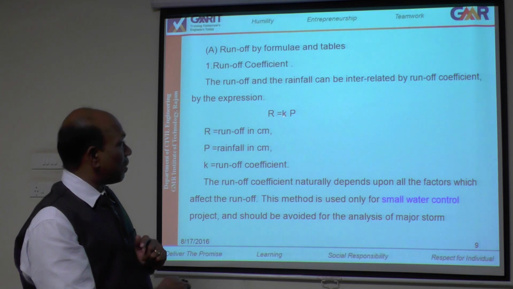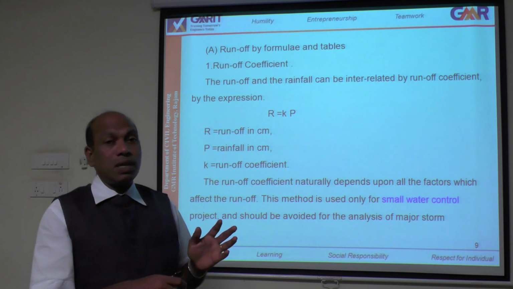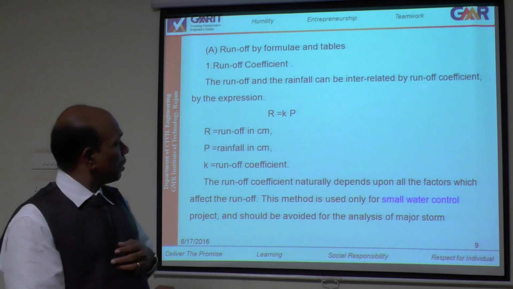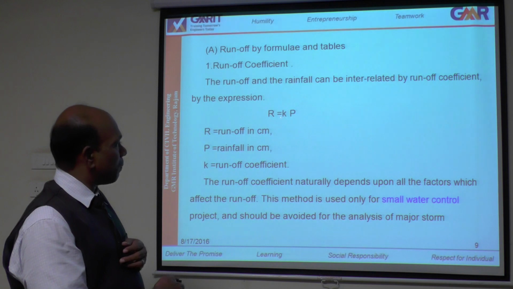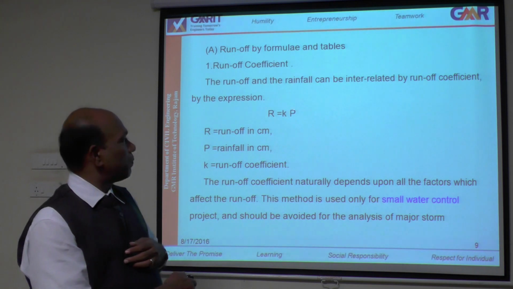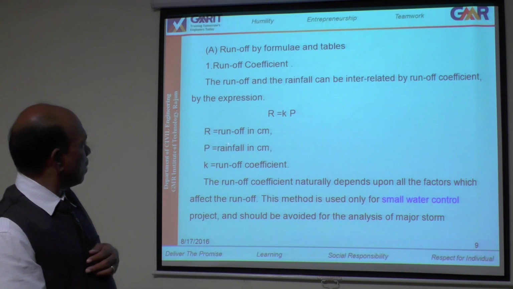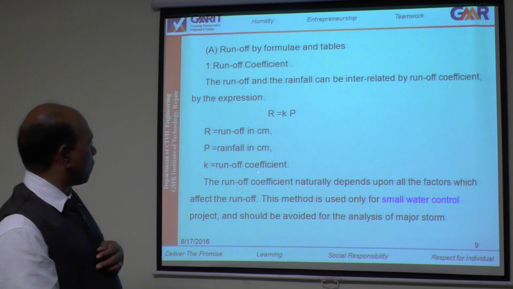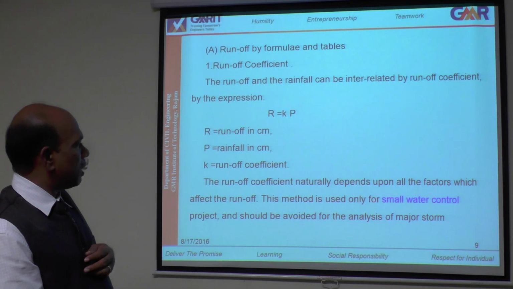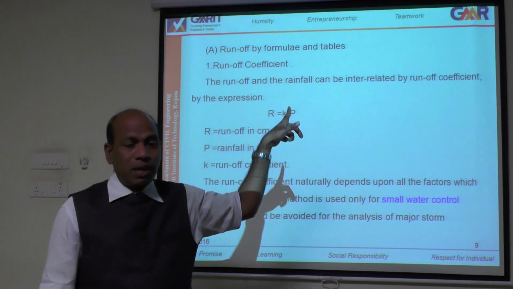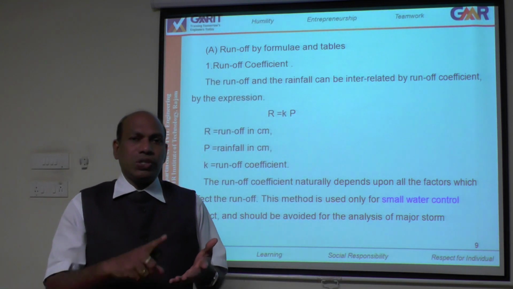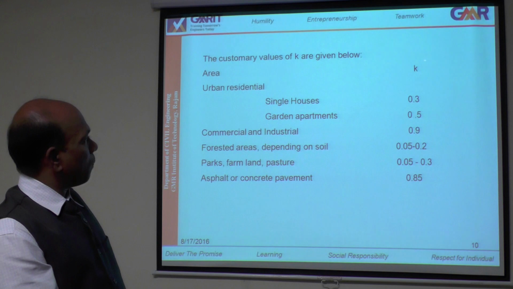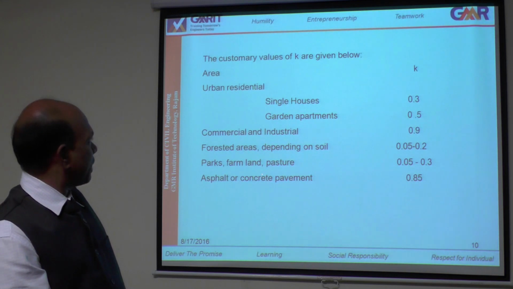If suppose K equals 1, what is happening? The total precipitation is converted into runoff. Therefore, this should be less than 1. This also depends upon the type of soils or type of surface layers. Here the runoff is expressed in centimeters, the precipitation is expressed in centimeters, and K is the runoff coefficient. The runoff coefficient naturally depends on all these factors we discussed earlier, that means precipitation, temperature, geology. All these affect the K value. So here are some values of K, which vary with respect to the type of surface layers.